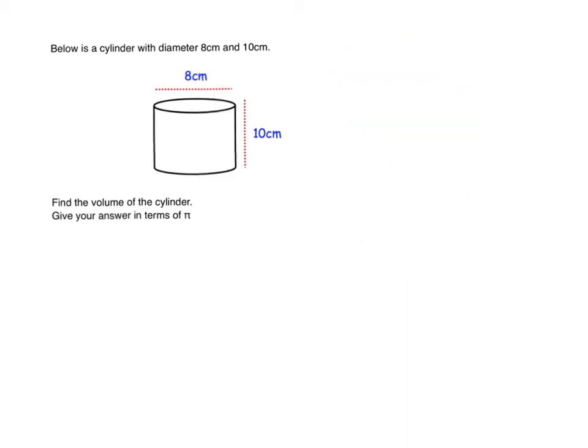The second example again is volume of a cylinder, but we've been given some slightly different information this time. We've been given the diameter, which is 8 centimetres, but the formula for the volume of a cylinder is pi r squared h, so we need to know the radius. If the diameter is 8, the radius is 4. So to calculate the volume of this cylinder, we want pi times radius squared, so 4 squared, times the height or the length, which is 10.